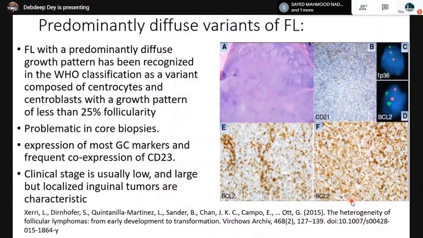Predominantly diffuse variants of follicular lymphoma. This is another area where people can get confused with diffuse large B-cell lymphoma, and the report should specify whether it's a diffuse variant of follicular lymphoma, or whether you are thinking of a transformation to a diffuse large B-cell lymphoma. As you can see in this picture, there are very nice follicles here. But sometimes the needle can go through here, and this is where it can create a problem.